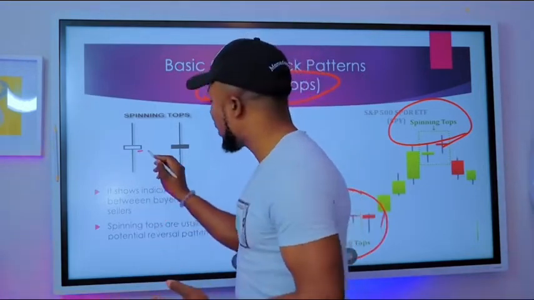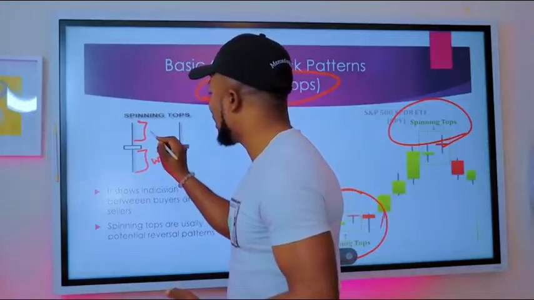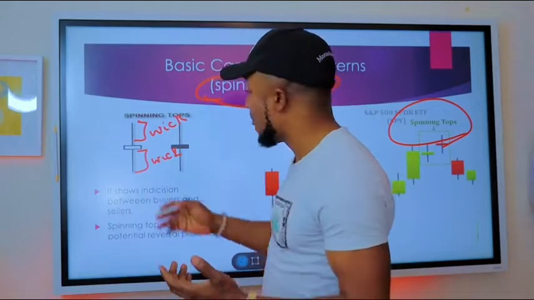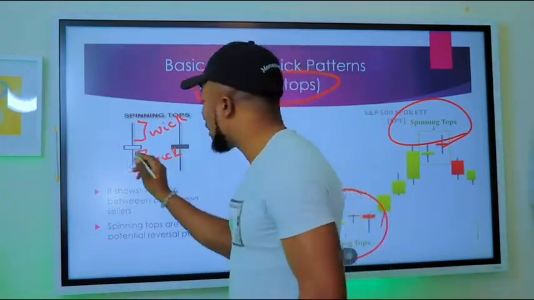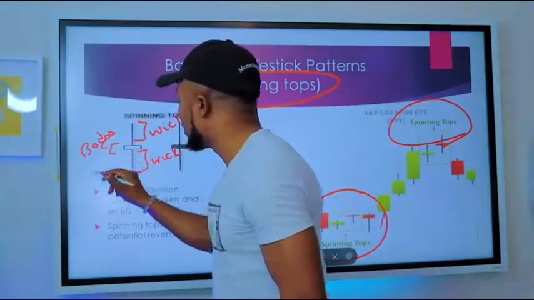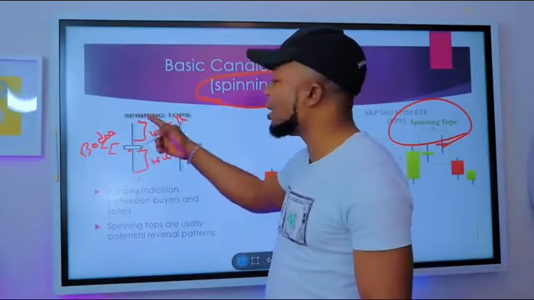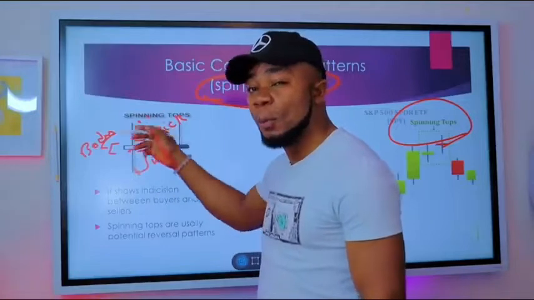You can see here we have a wick, and here, on the other side, we have a wick. I already explained to you guys the meaning of a wick. A wick is just the shadow of the candle. And this is the body of the candle. The body of the candle is very, very small, while the wicks of the candle are very long, on the opposite sides of the body.